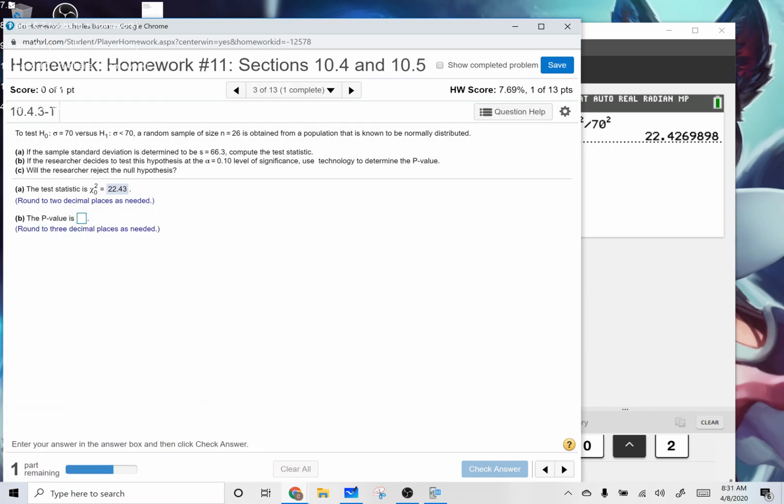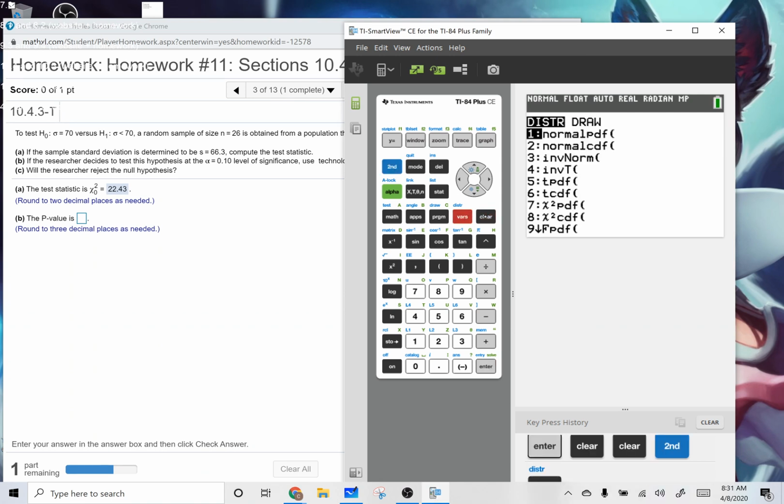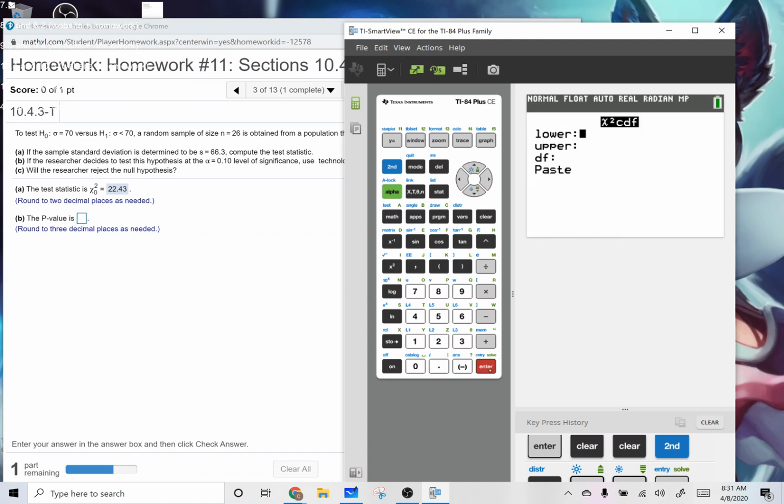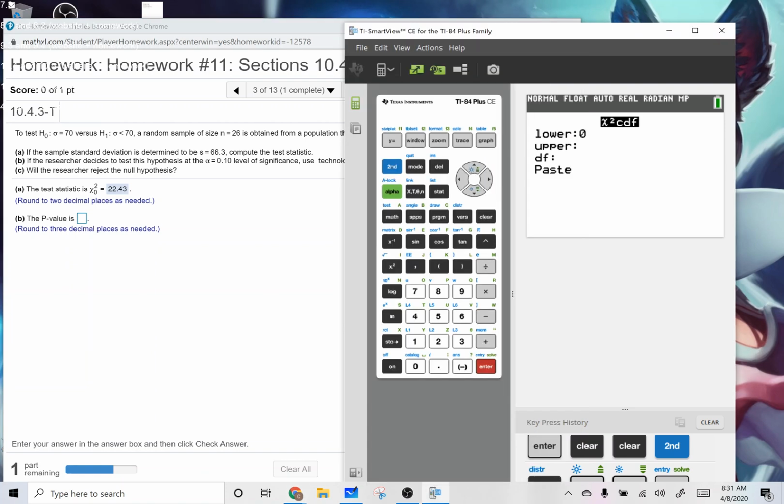Okay, now is the tricky part. So here's what you're going to do. To do this with a calculator, you're just going to go second distribution, and you're going to go to chi-square. There it is, chi-square CDF. Okay, the lower and the upper. So this is a less than. So we need to make sure that the value that we found here is an upper bound if it's less than.